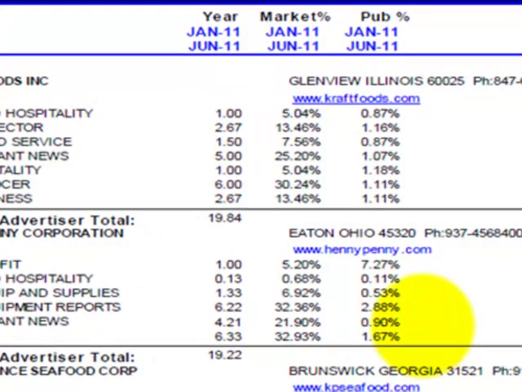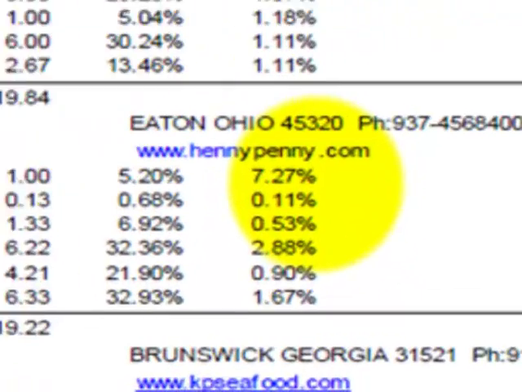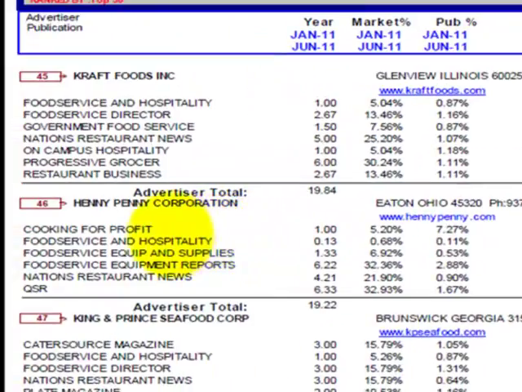An interesting number on this report, the publication percent. What that means is 7.27% of all the advertising in Cooking for Profit is coming from Henny Penny Corporation. So you can identify that that's an important advertiser to that publication.